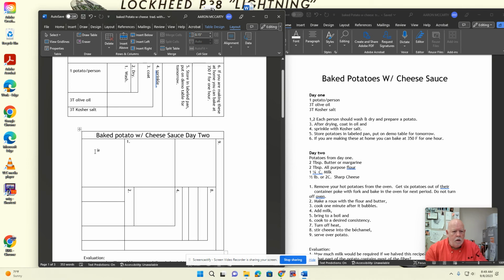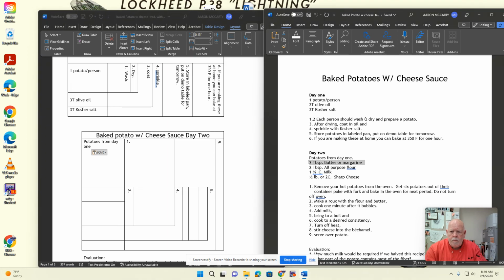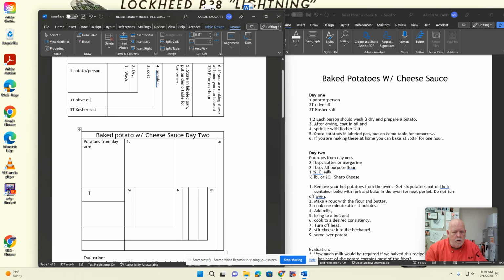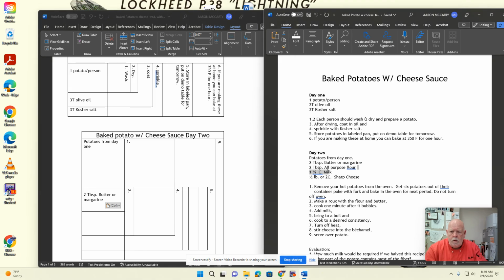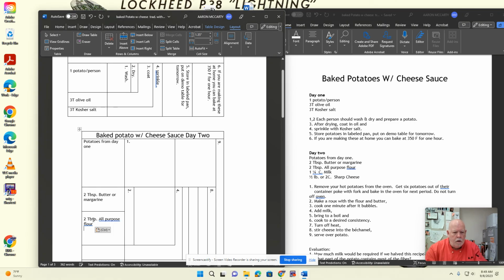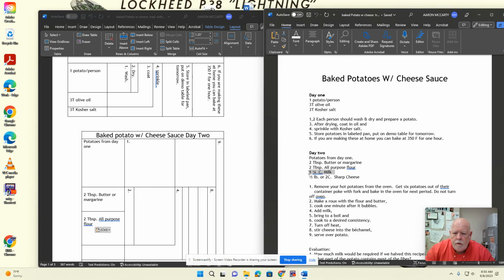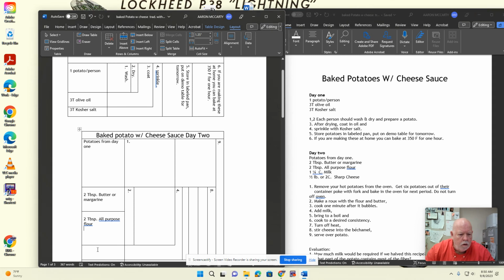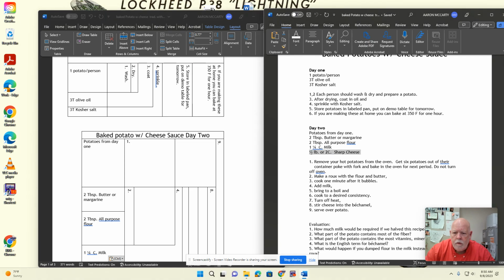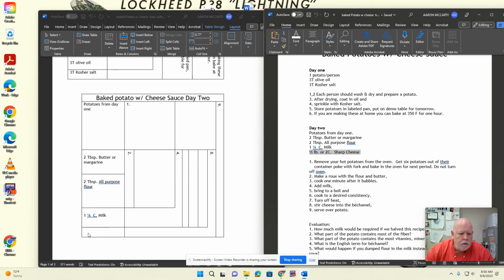Ingredient 1, potatoes from day 1. Ingredient 2, 2 tablespoons of butter or margarine. Ingredient 3 goes here: 2 tablespoons of all-purpose flour. 4, we have 1 1/4 cups of milk. 5, we have 1/2 pound or 2 cups sharp cheese.